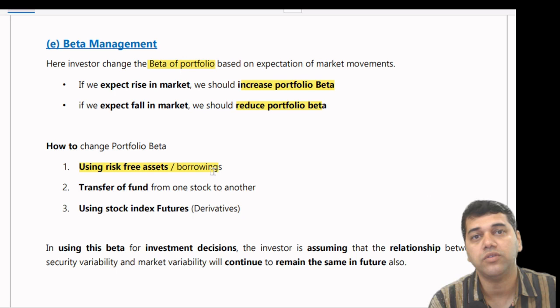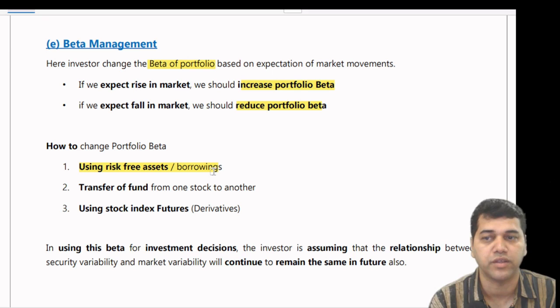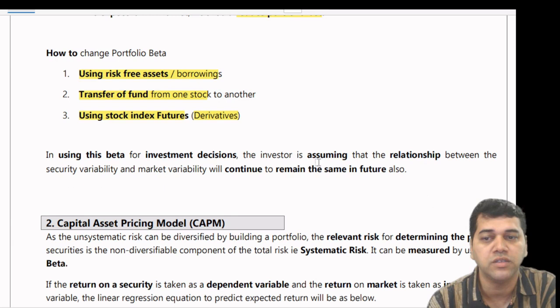So if you think bull phase is going to come, you leverage. Or if you think recession is going to come, you sell some of the shares, invest in the risk-free assets. Transfer from one stock to another or use stock index future, which is derivative, which we will see in the next chapter. So in using this beta for investor decision, the investor is assuming that the relationship between security variability and the market variability is going to continue.